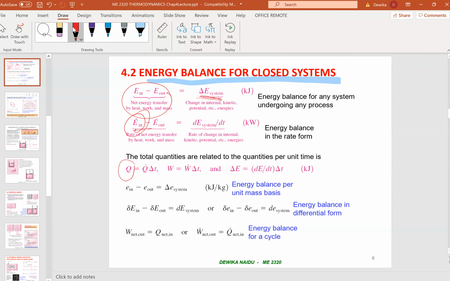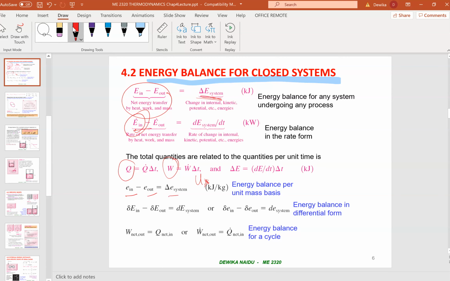Your Q, your heat transfer, which is due to the temperature change. Remember, when there's a temperature change, there's a drive for heat transfer. And then work. We have many types of work: mechanical work, electrical work, work because of a spring, and so on. And then we have another one, which is U. U is your internal energy. This is due to the molecular interactions.